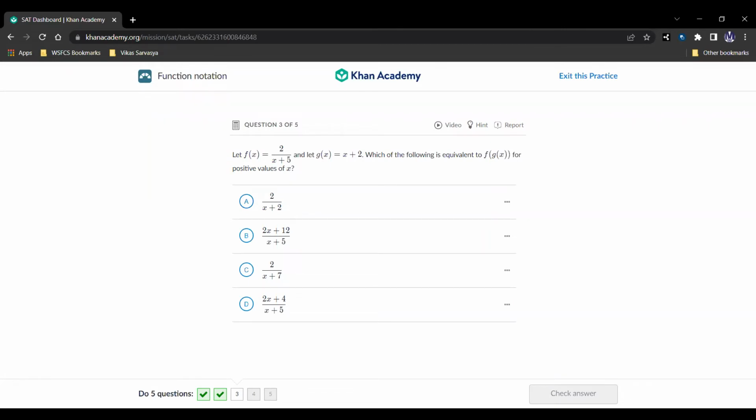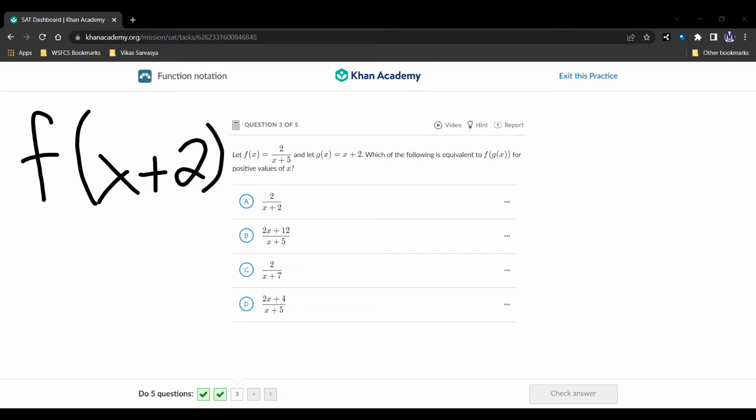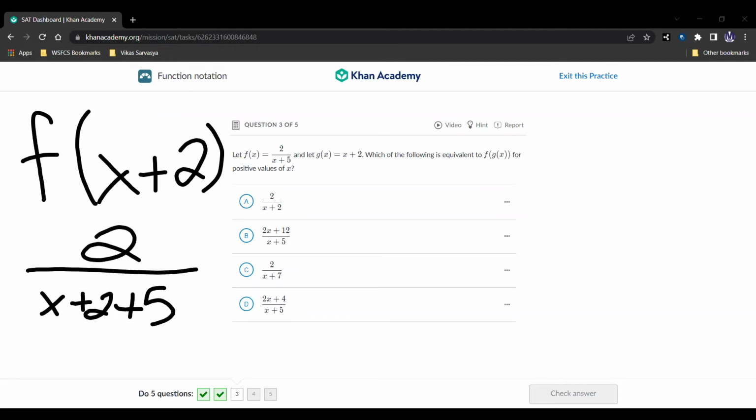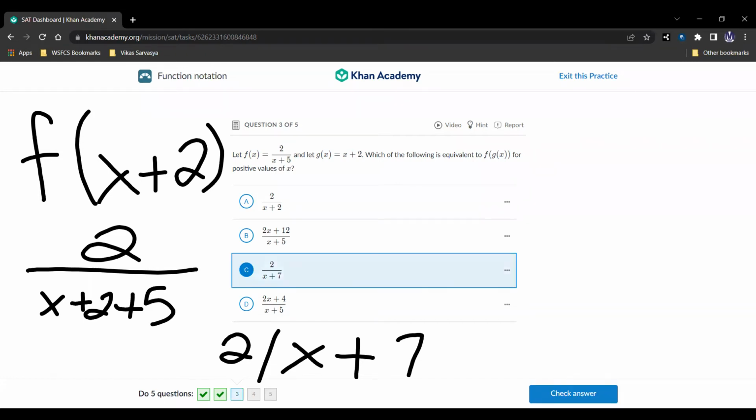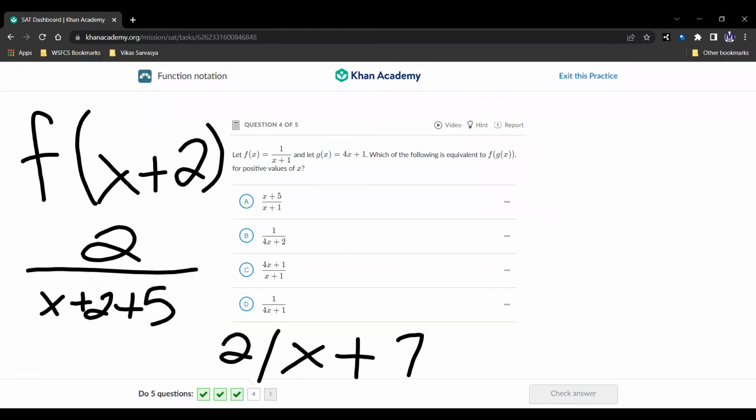So here we have f of x is 2 over x plus 5, and g of x equals x plus 2. Trying to find f of g of x again, so it's going to be f of x plus 2, which is going to be 2 over x plus 2 and then plus 5 because we're replacing x with x plus 2, which is 2 over x plus 7. So that is going to be answer choice C. And let's move on to the next question.